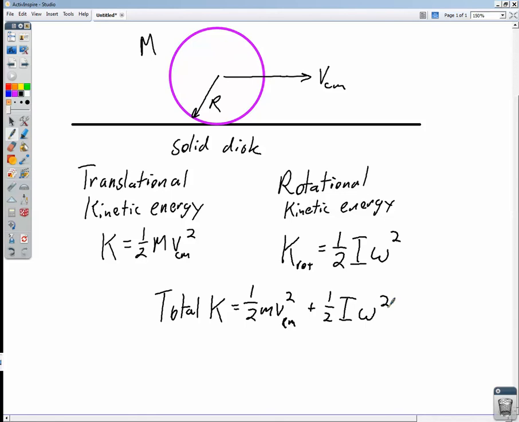And remember that I is going to depend on what object is doing the rotating. If it's a solid cylinder, if it's a disk, if it's a hollow cylinder, if it's a solid sphere, if it's a hollow sphere, all those guys have different rotational inertias.